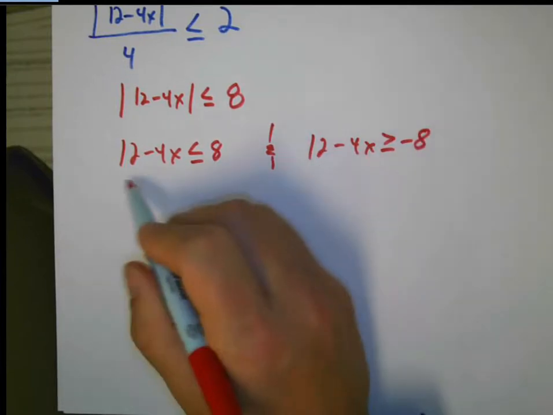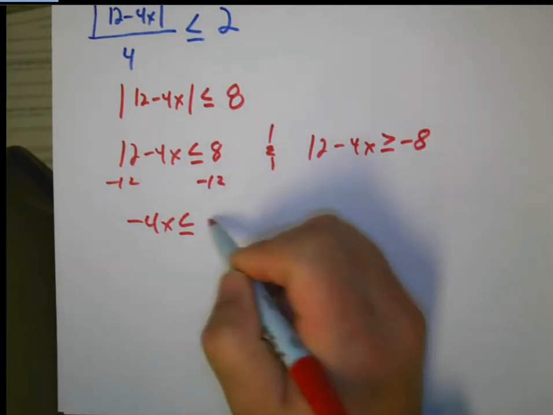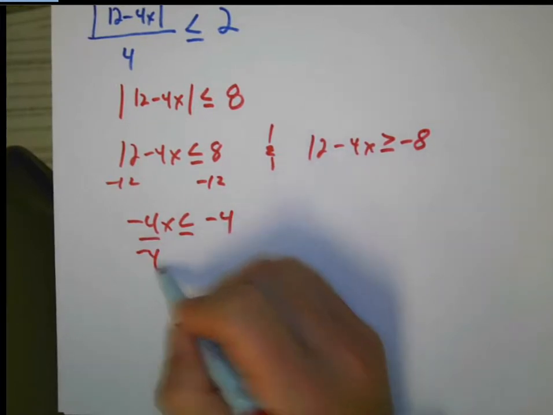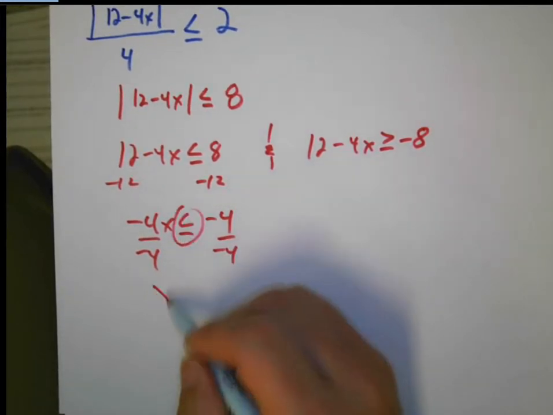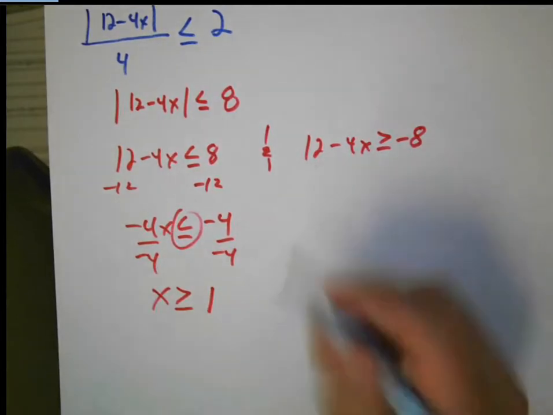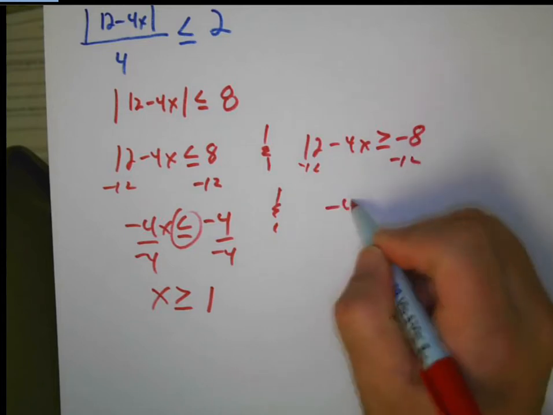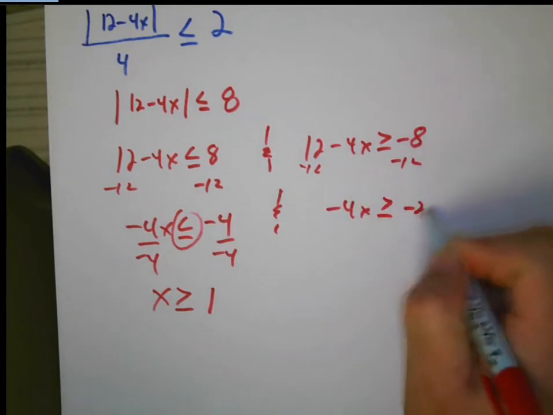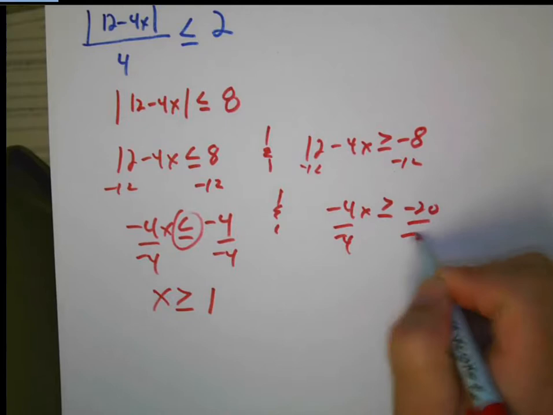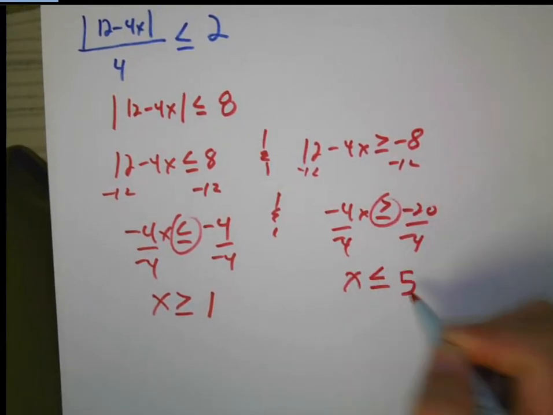And then you just solve it. Minus 12, minus 12. Negative 4x is less than or equal to negative 4. Divide by negative 4, divide by negative 4. Circle that. X is greater than or equal to 1. And subtract 12, negative 4x is greater than or equal to negative 20. Divide by negative 4, divide by negative 4. Circle that. X is less than or equal to 5.